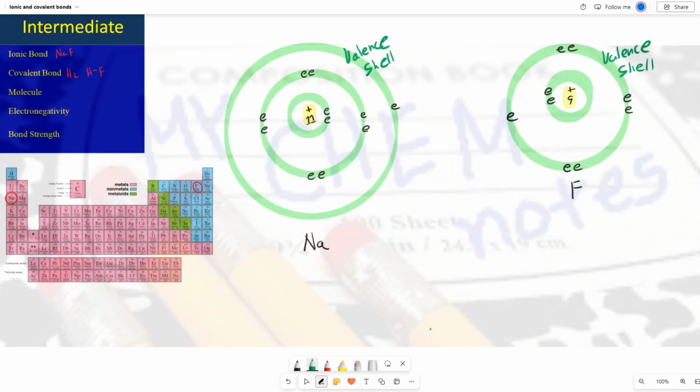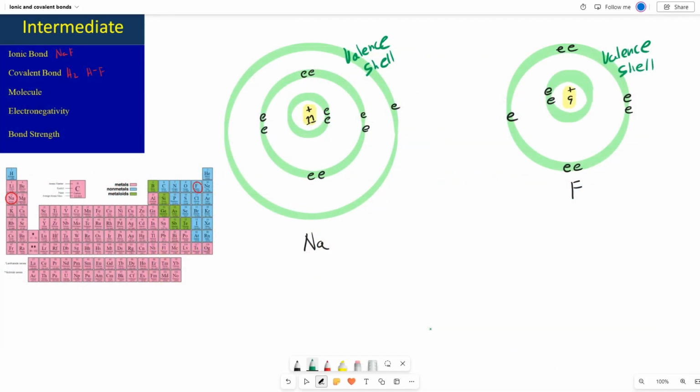Hello, my fellow chemists. In this video, we're going to take a look at the difference between ionic bonds and covalent bonds. This is listed as an intermediate level video because it assumes you have a basic understanding of bond energy and atomic energy. If you need a review of those topics, I'll put a link in the upper right-hand corner. So, ionic bonds and covalent bonds.